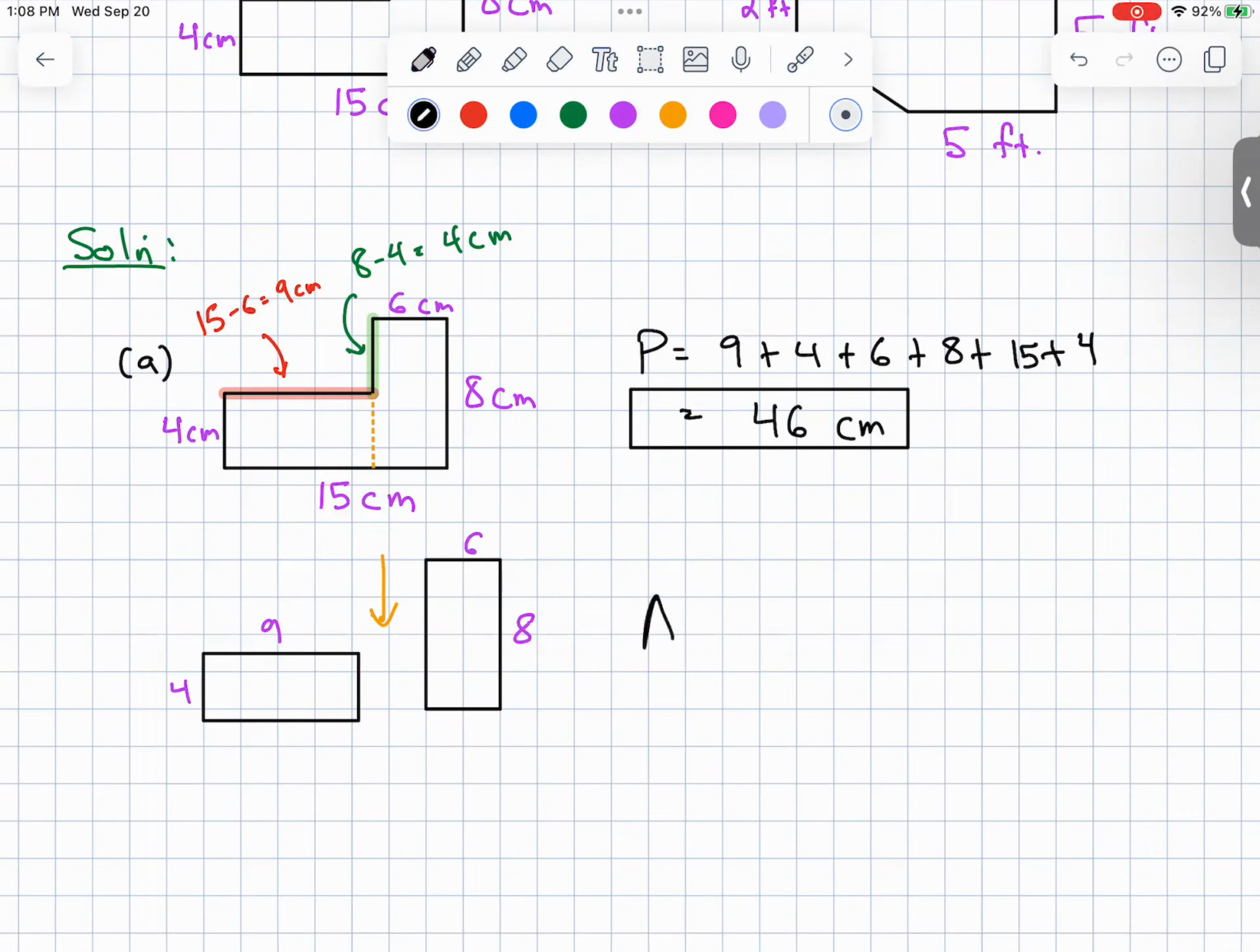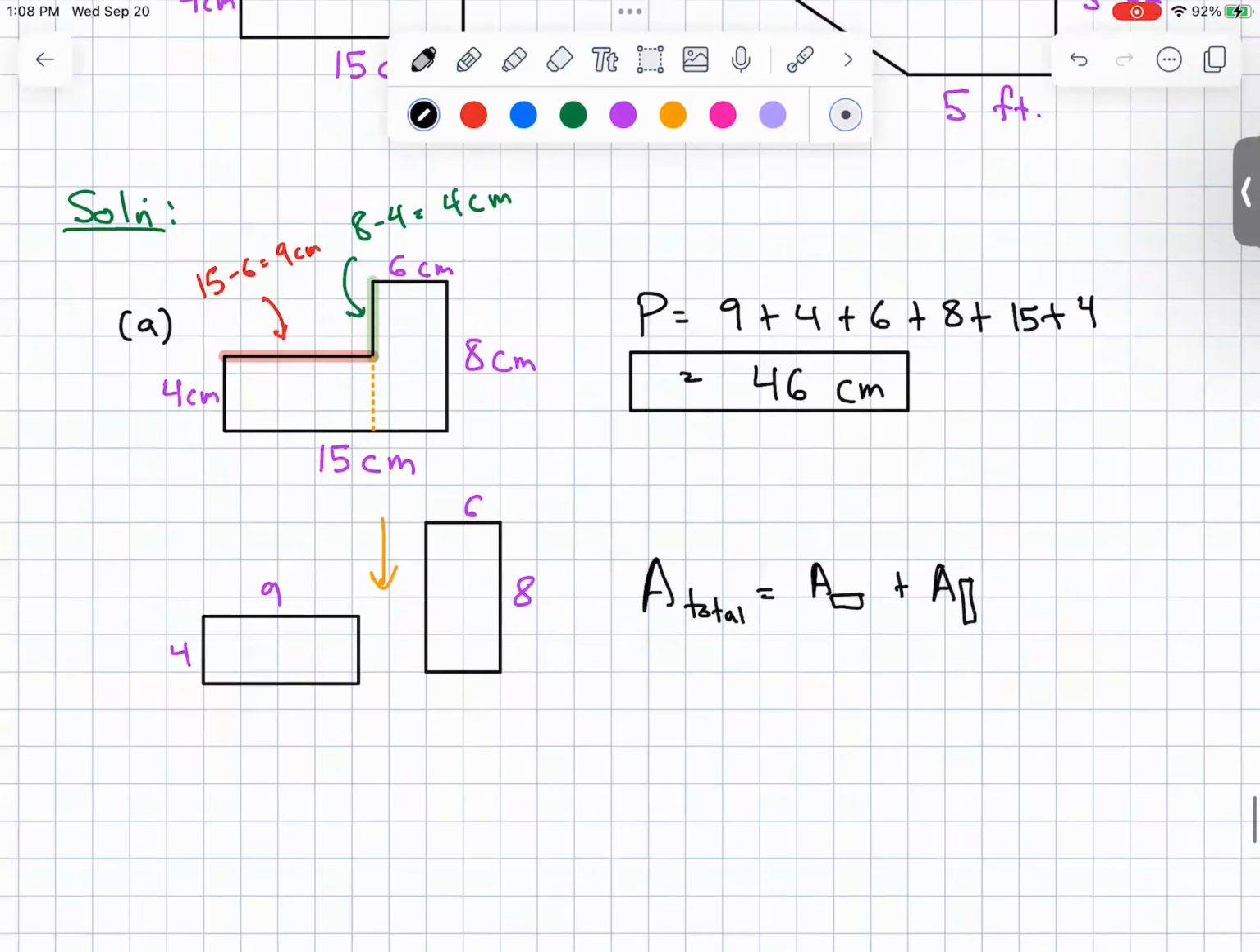So the total area is the area of the first rectangle plus the area of the second rectangle, the vertical one and the horizontal one. That's length times width. So 4 times 9 plus 6 times 8, which is 36 plus 48, so 84 centimeters squared. Any questions on that?